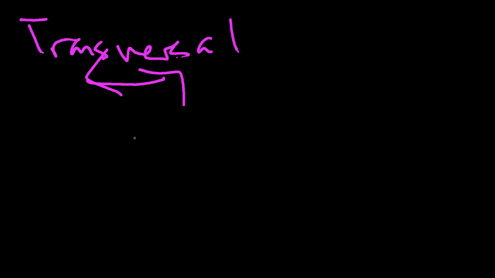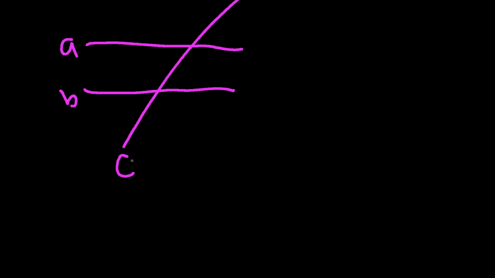Now what is a transversal? It is a line that intersects two or more lines at different points. In this example, C is the transversal. Moving on from transversals, now we'll go to angles.